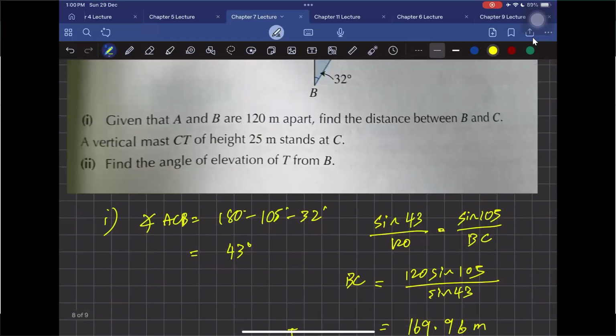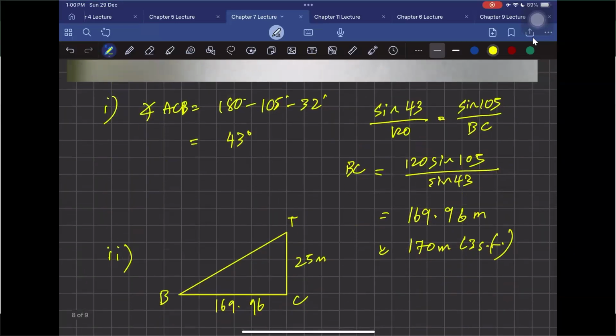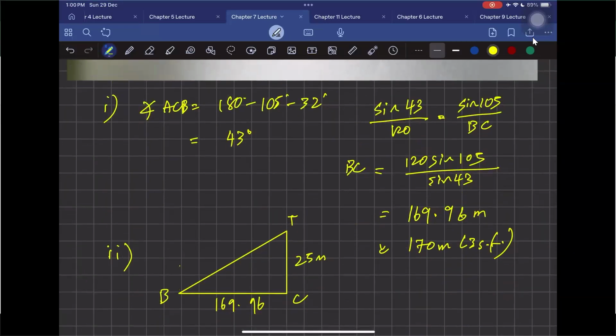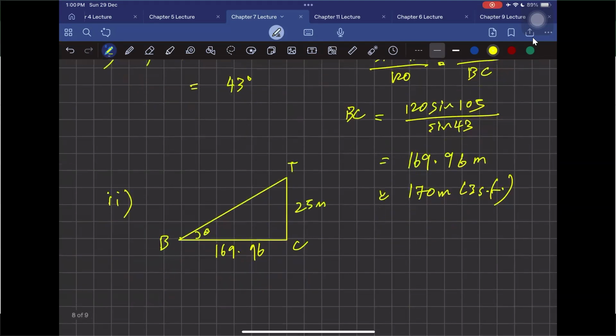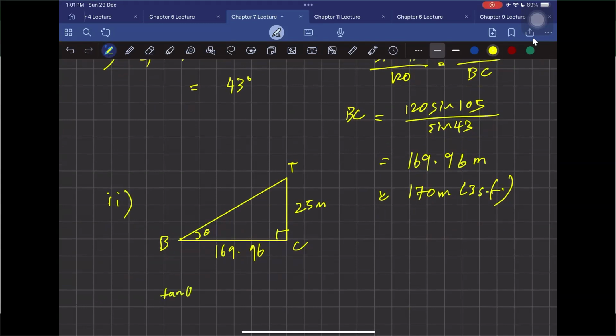So they're asking for the angle of elevation of T from point B. So angle of elevation is this angle. Remember, the angle it forms is with the horizontal plane. So once you have drawn this, it's quite simple. It's a right angle triangle, so you can use your simple trigo. Tangent theta equals to, okay, I will leave this to you to solve it yourself.